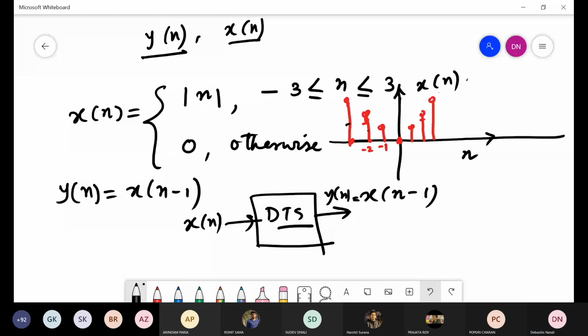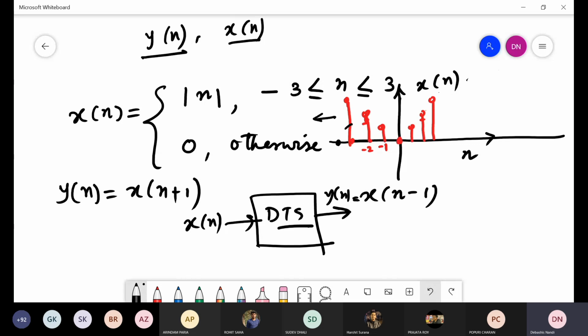Similarly, if y[n] = x[n+1], then it is one sample advance. It means all of this will be shifted to the left-hand side. So each sample value will come here at this position, one position earlier. That means the whole thing will be shifted to the left-hand side with respect to the vertical axis. So this will be the shape of the signal.